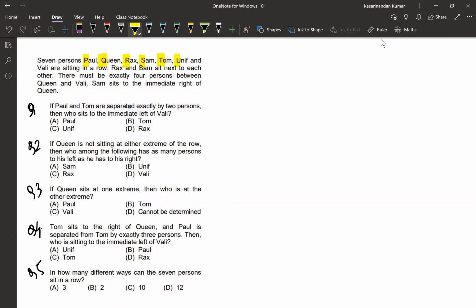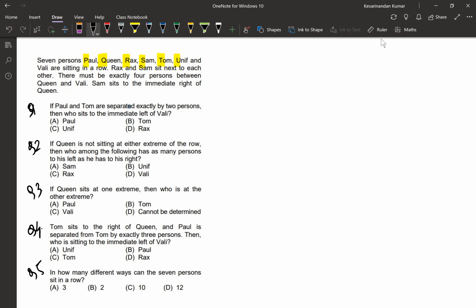Ram and Sam sit next to each other. If it was given that they sit one behind each other, that means all of them are facing in one direction, like in a school assembly line. But this is not the case. And there must be exactly 4 people between Queen and Wali. Sam sits to the immediate right of Queen. So this is all the information we have got.